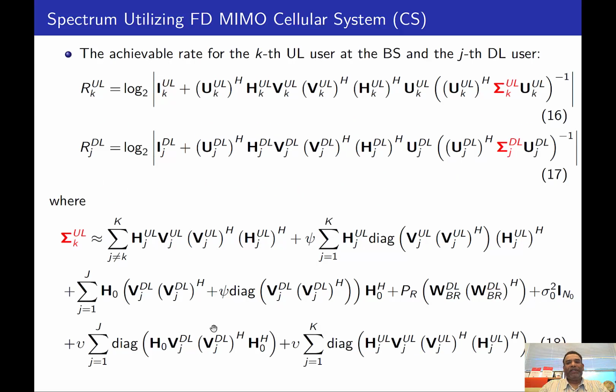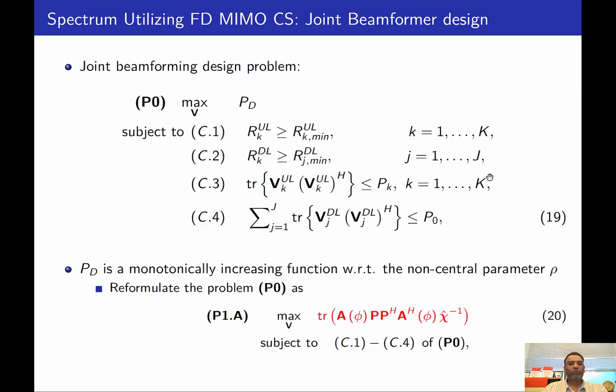So the spectral efficiency, the achievable rate for the kth uplink user at the base station and the jth downlink user, is given by this expression. This capital sigma uplink and capital sigma downlink is the interference plus noise covariance matrix. The uplink case is given in this expression here. Similarly, you can derive the downlink interference plus noise covariance matrix, which is given in the paper, but I'm not showing it in this slide here.